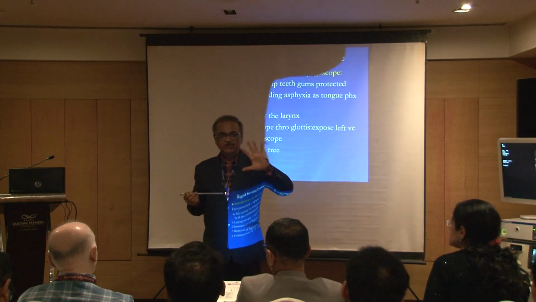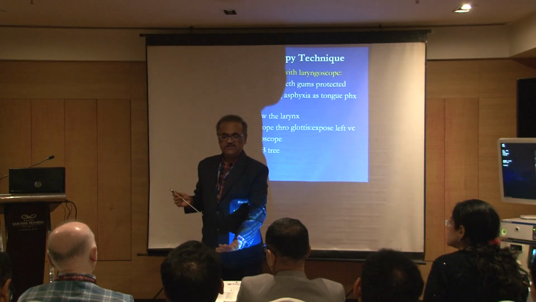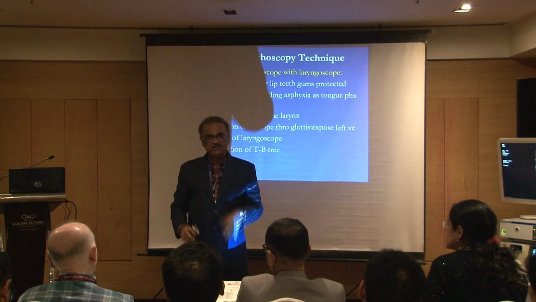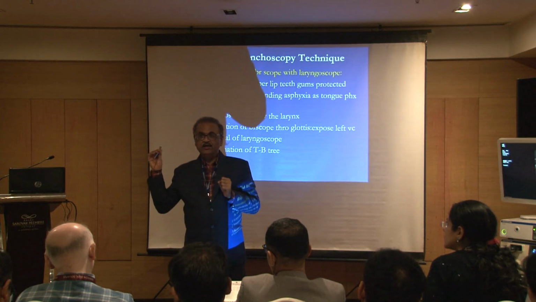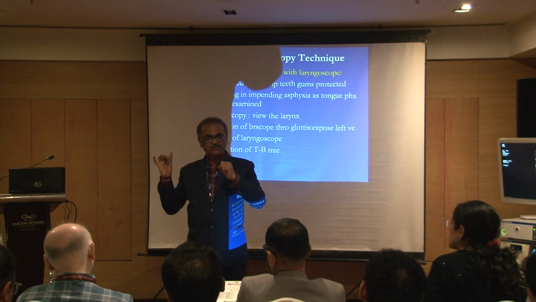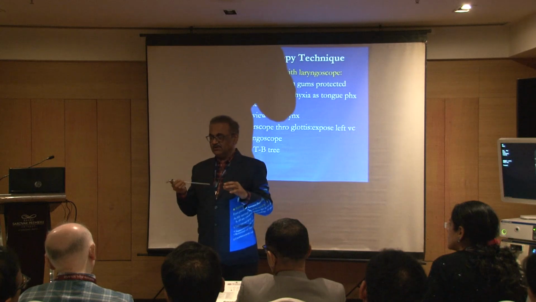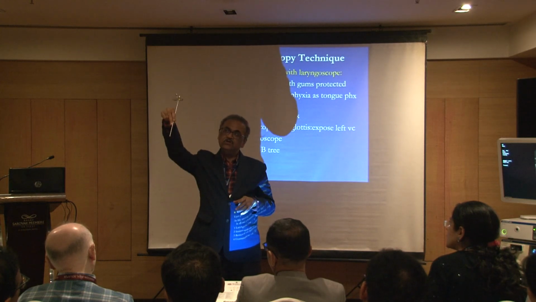So this technique part, what I was talking about: if the child is here, head end is here, I am sitting here, I have a laryngoscope in my left hand and a bronchoscope in my right. So two hands are working. So what happens is, you should hold the scope like this.